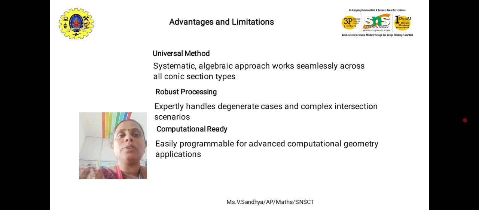Next, the advantages and limitations for the conic bridge problem. Here we discuss the universal method, degenerate case processing, and computational aspects. The universal method: the algebraic approach works across all conic section types. Next, degenerate cases and complex interactions are handled, interaction being how the conics intersect in different scenarios. Next, it is computationally easy to program for advanced computational geometry applications.